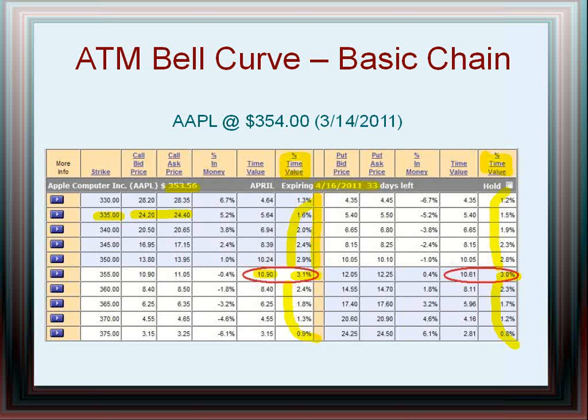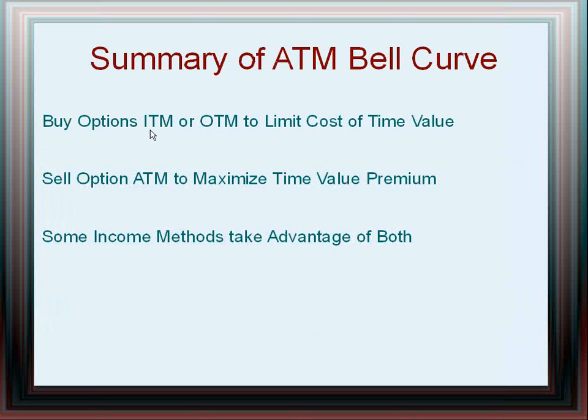Okay, so what do we want to do? We want to be buying options, especially insurance, that is in the money to give us that single-digit risk. Why wouldn't we buy out of the money? Well, because remember, the stock would need to fall 5 points, 10 points, 15 points before the insurance policy kicks in. So to get that single-digit risk, when we initially set up the position, we want to go in the money to pay for the lower time premium. Okay? Buy options in the money or out of the money to limit the cost of time premium.